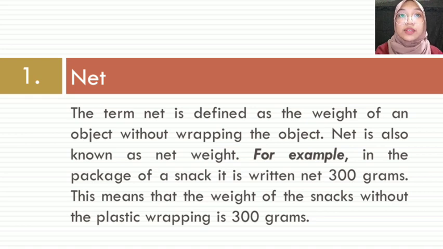The term net is defined as the weight of an object without wrapping the object. Net is also known as net weight. For example, in the package of a snack is written net 300 grams. This means that the weight of the snacks without the plastic wrapping is 300 grams.